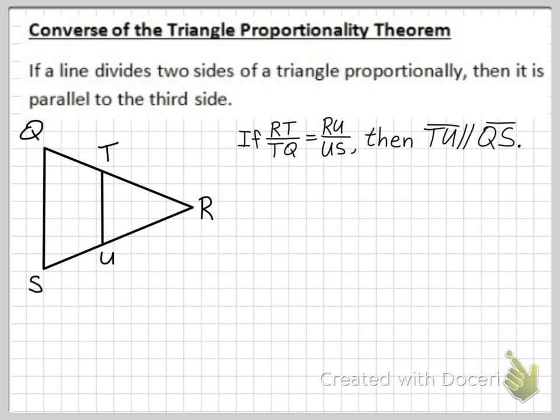So that's the statement you want to write down there. If RT divided by TQ equals RU divided by US, then the only way that can happen is if TU is parallel to QS. Okay?